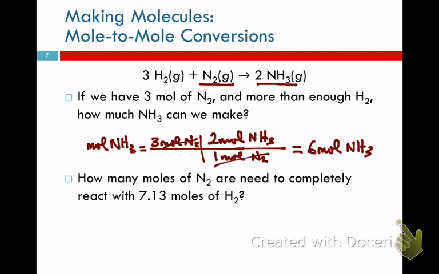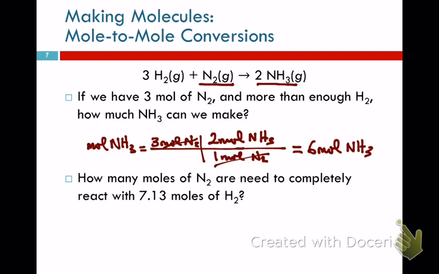So now it gets a little more interesting because with N2, you could calculate how much N2 you needed for 7.13 moles of H2. Again, you have two reactants. You have the quantity of one. How much of the other one do you need in order to make the reaction happen? So that's what this is going to allow you to do.